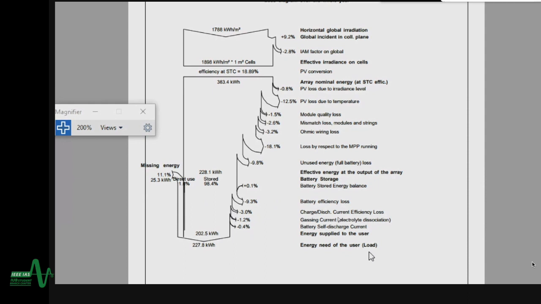That means full battery loss. 9.3% battery efficiency losses, and energy need of the whole user and supply. That means the energy supplied to the user would be like 202.5 kilowatt hour per year. And what our requirement actually was is like 227.8 kilowatt hour per year.